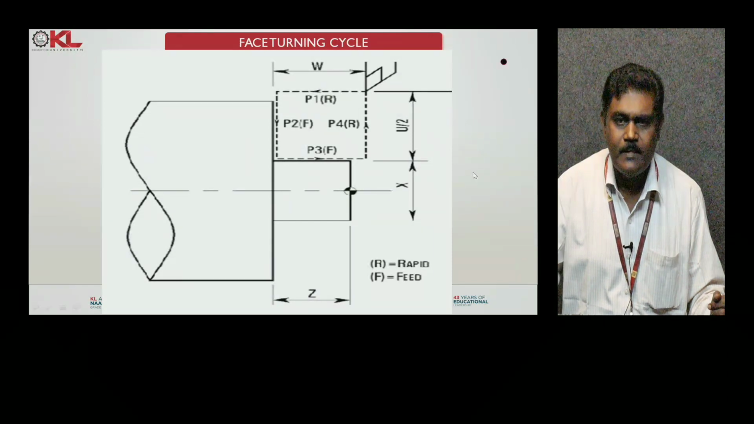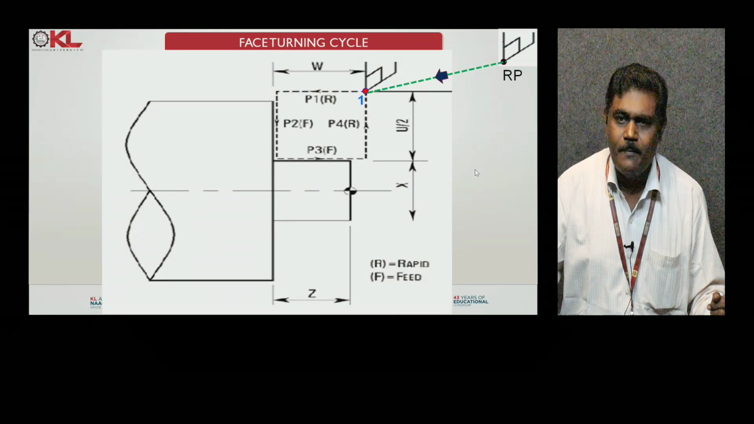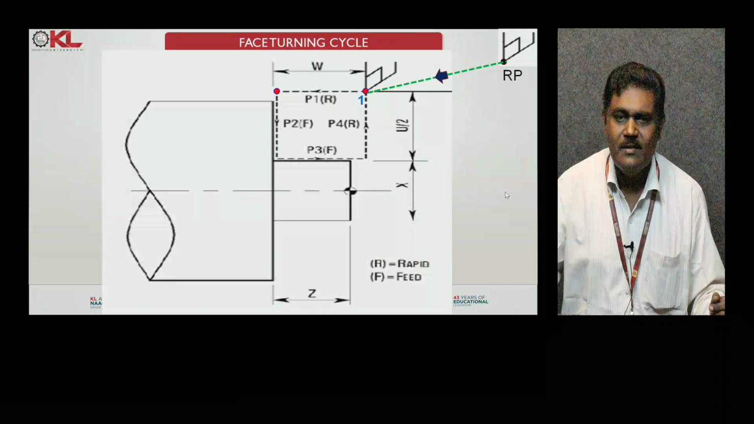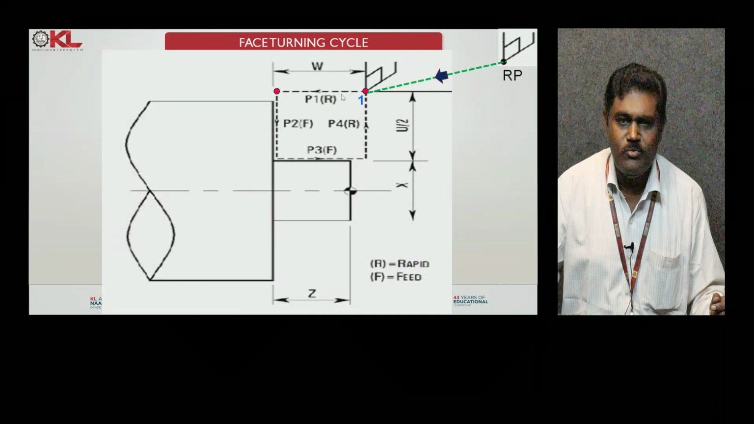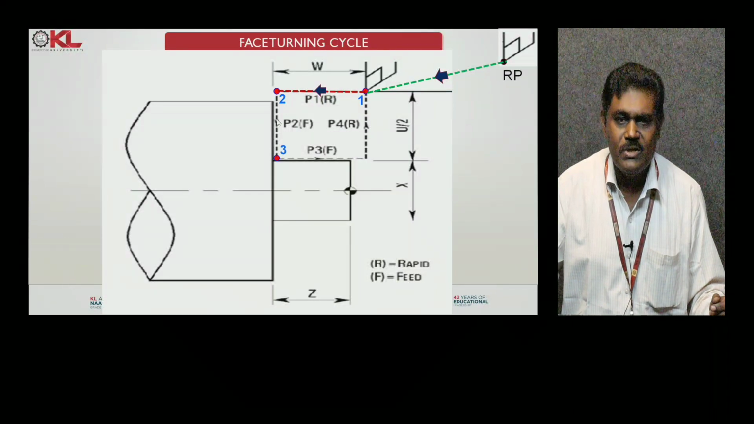Now, this is the reference point, and from the reference point the tool comes to the tool entry point. This is the movement of the tool shown here. The tool moves from point 1 to point 2, and that is mentioned here as P1. R indicates the rapid movement of the tool from point 1 to point 2, and from point 2 to 3 there is a feed.